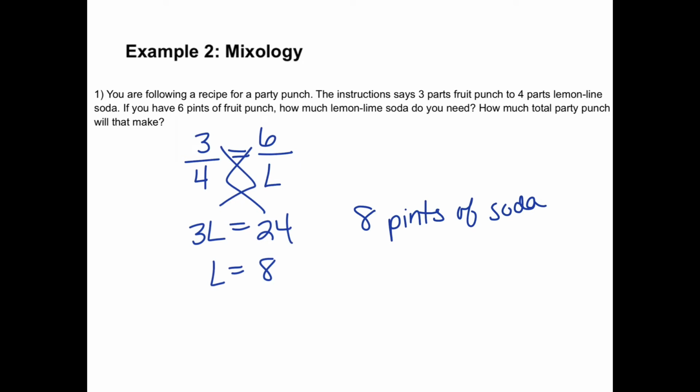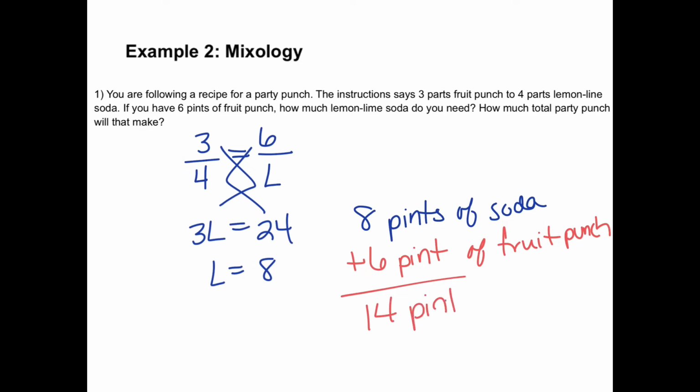So this one ends up being 8 pints of soda. Now, as far as answering how much total party punch that will make, we have to then add the 6 pints that was in there of the punch. I guess I should say the fruit punch, since we're making a party punch. Don't want to just say punch. So 8 plus 6 would be 14 total pints of party punch.